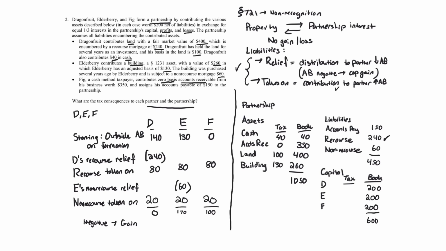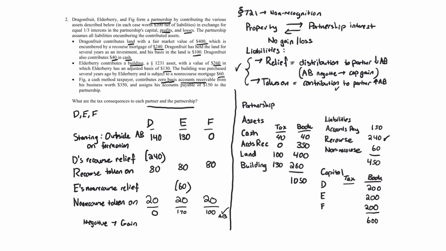The 0, 170, and 100 respectively to D, E, and F, that's going to be their outside basis after we take into account the liabilities at the end of this problem. So that's the outside basis each partner has. Now, we didn't finish the tax column of the capital accounts for D, E, and F. So if there were no liabilities here on formation, this would equal the amount of the outside basis at the end of the problem to each partner.